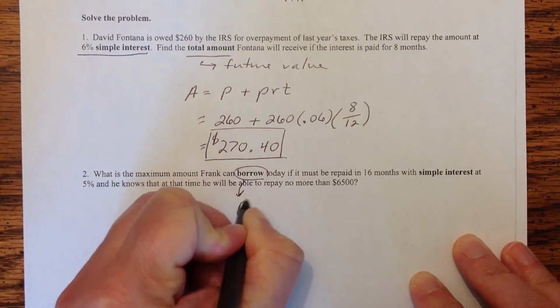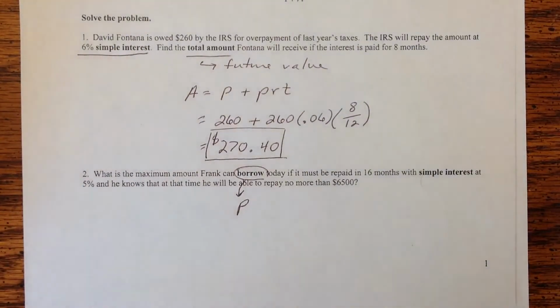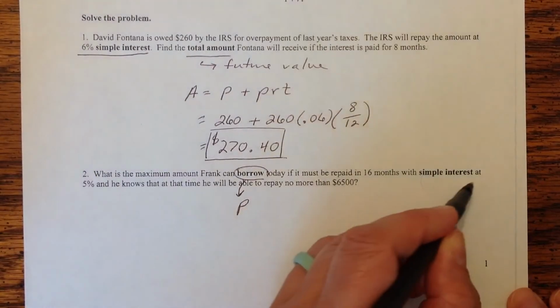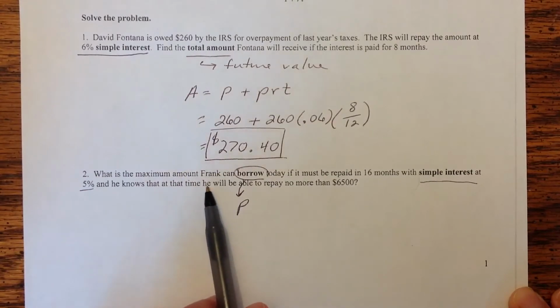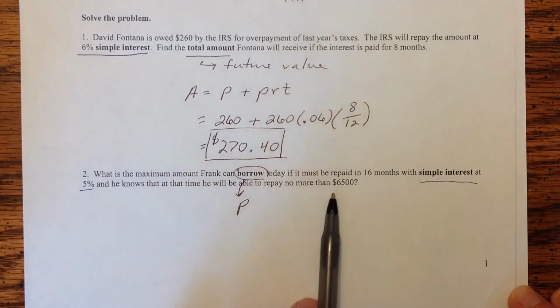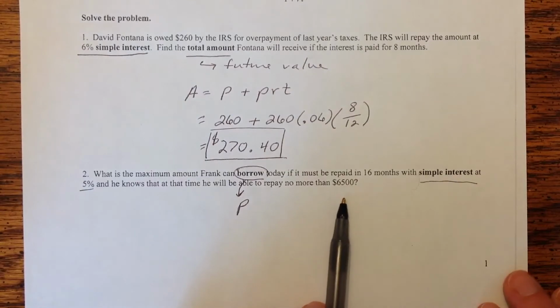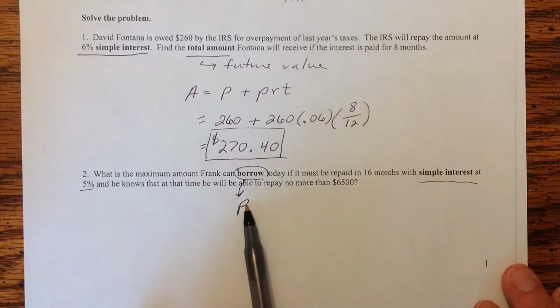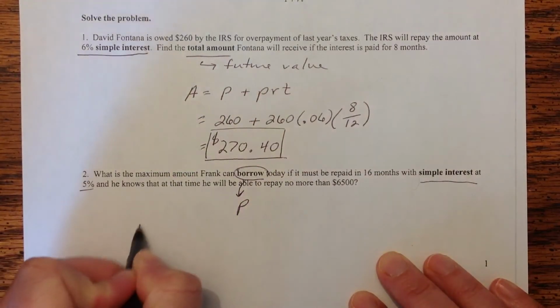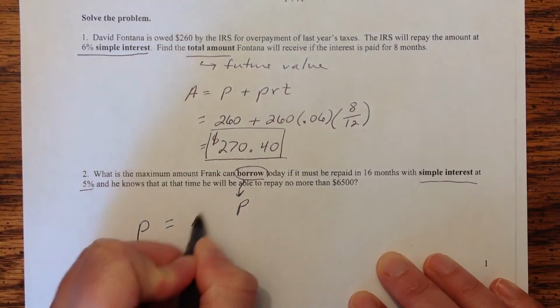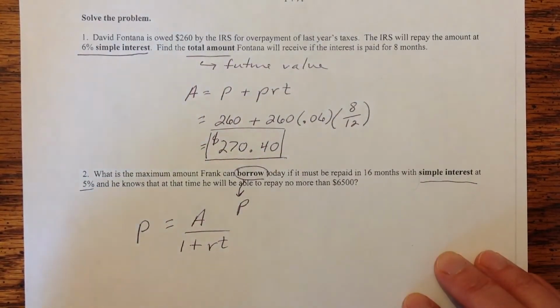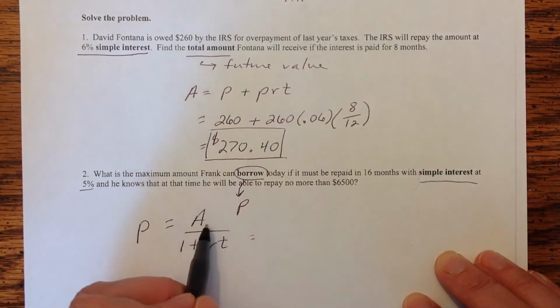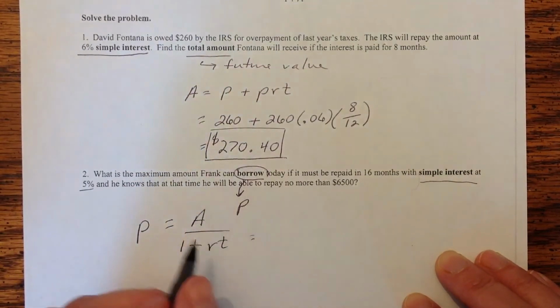Problem 2, what is the maximum amount Frank can borrow, right? Borrow, that is referencing what is P. If it must be repaid in 16 months with simple interest at 5%. And he knows that at that time he will be able to repay no more than $6,500. Okay, so we're looking for P. So from above, P is found by taking A divided by 1 plus RT. A is the full amount he would be able to repay, so that's no more than $6,500.